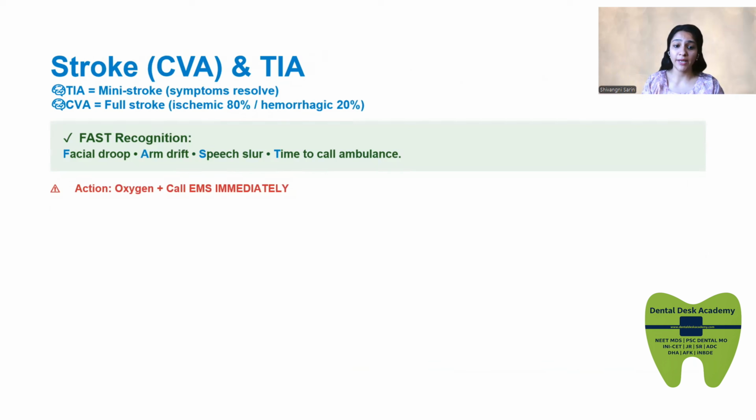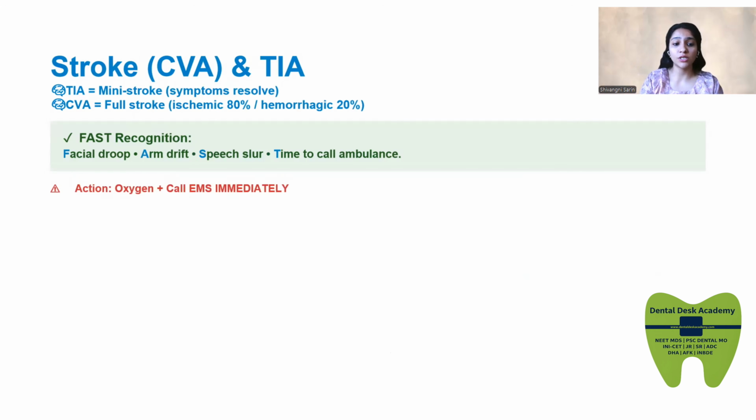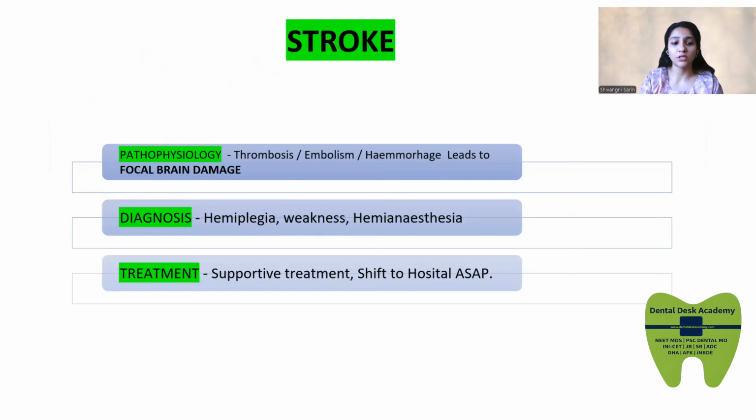Whereas a stroke mainly occurs due to CVA, that is cerebrovascular accidents. So what happens in a stroke? The truth is you really can't do much in a stroke, because what exactly happens is there is focal brain damage, because there was perhaps some thrombosis or some embolism or some hemorrhage. I have just written down ischemic causes are 80% and hemorrhagic causes can be 20%. So there'll be focal brain damage.